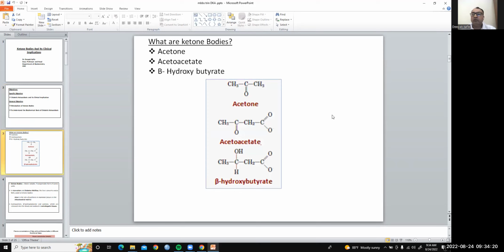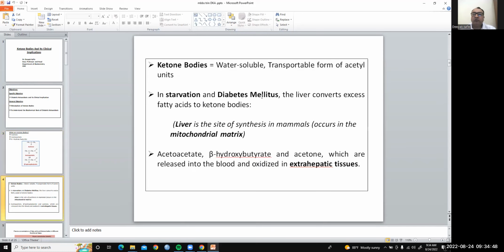First of all, let us know what ketone bodies are. Ketone bodies are acetone, acetoacetate, and beta-hydroxybutyric acid. These three are the ketone bodies, and among the three, acetone and acetoacetate are the true ketone bodies, and they contain the ketone group in their structures. These ketone bodies are water soluble, and they are a transportable form of the acetyl units.